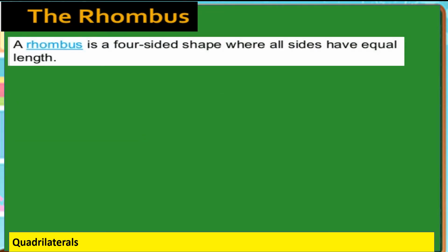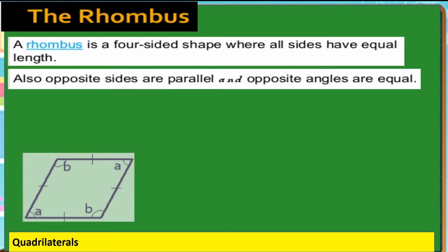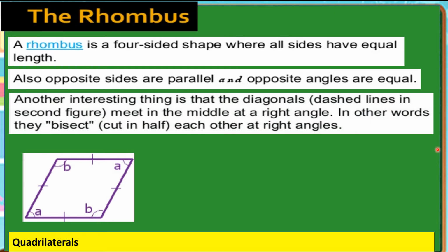The rhombus. A rhombus is a four-sided shape where all sides have equal length. Also, opposite sides are parallel and opposite angles are equal. So, as you can see in the figure, angle B is congruent to angle B, angle A is congruent to angle A, because those angles are opposite angles. Therefore, they are congruent.